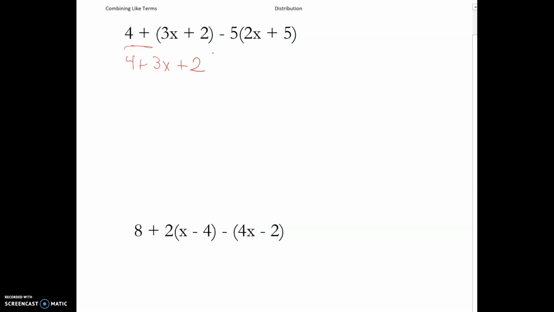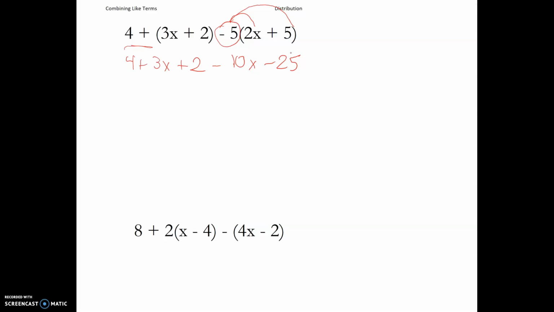Now for the second part, a place where many people make mistakes, that minus 5 times the quantity 2x plus 5, you've got to think about that like a negative 5. You have to distribute that negative sign along with the 5. So that should be minus 10x minus 25. And that is the distribution for this first problem.